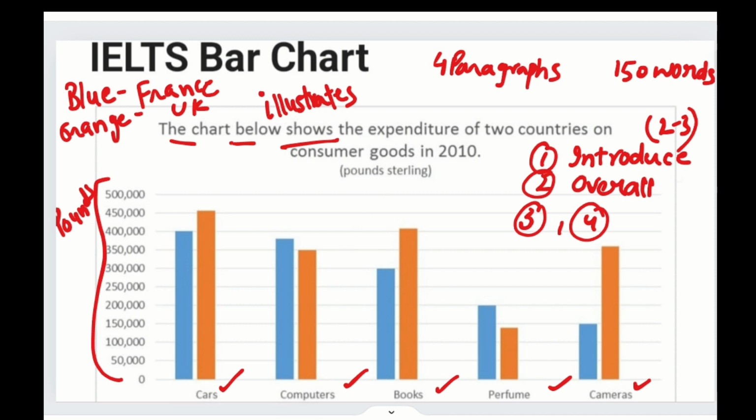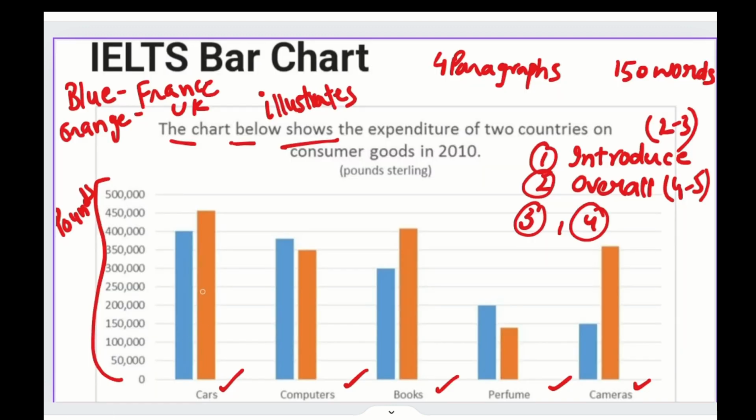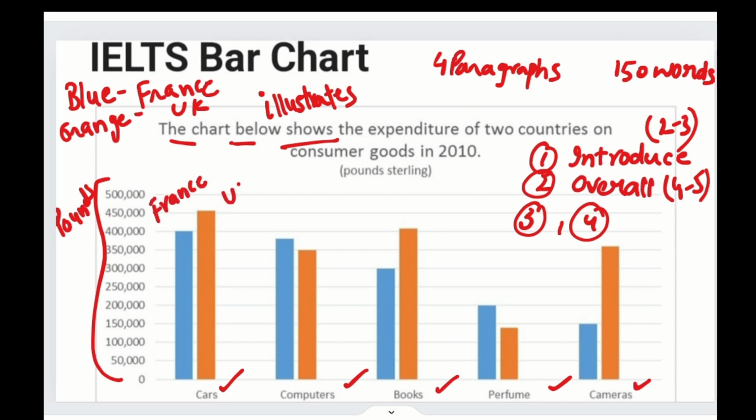Now you have to write overall the maximum and the minimum amount spent on consumer goods by the 2 countries. You have to write at least 4 to 5 lines. So we will start our second paragraph with, from an overall perspective, it is crystal clear that the UK spent more money on consumer goods than France in the period given. Here you know that blue represents France and orange represents UK. You know that British represents UK.